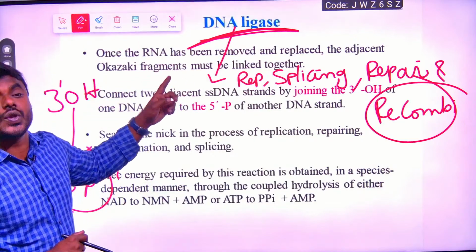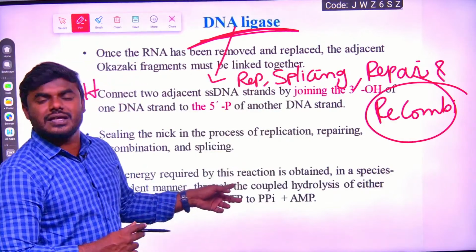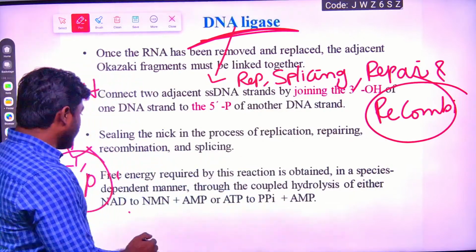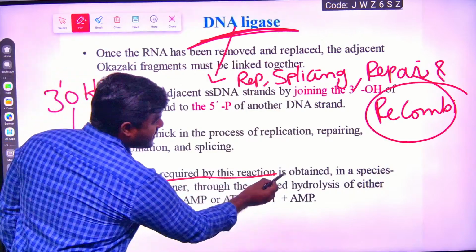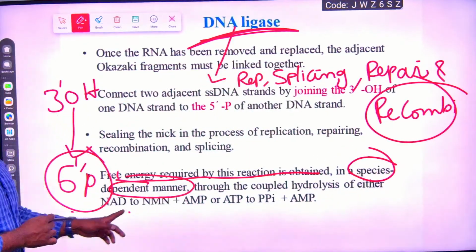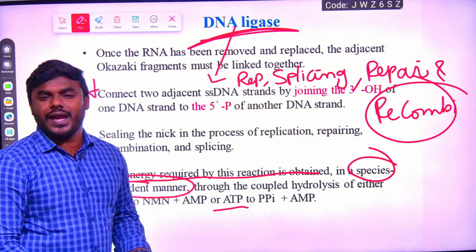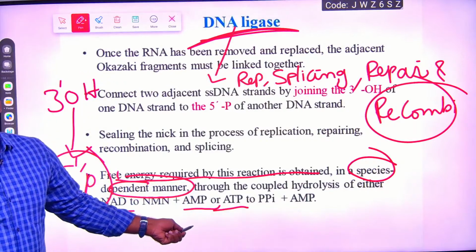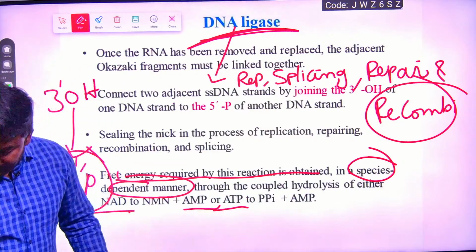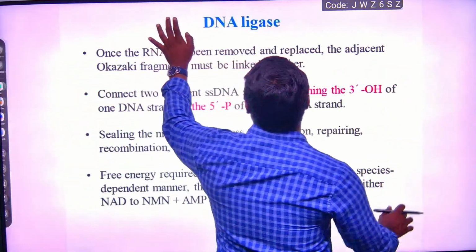This ligase is also strictly energy dependent. But what kind of energy precursor is it using? It strictly depends on the organism. That's why the free energy required by this reaction is obtained in a species-dependent manner. So in some organisms it may be NAD, in some organisms it may be ATP, in some organisms it may be AMP. That's why we call it species specific. But it is strictly energy dependent. There is no point in getting confused over there. All right.